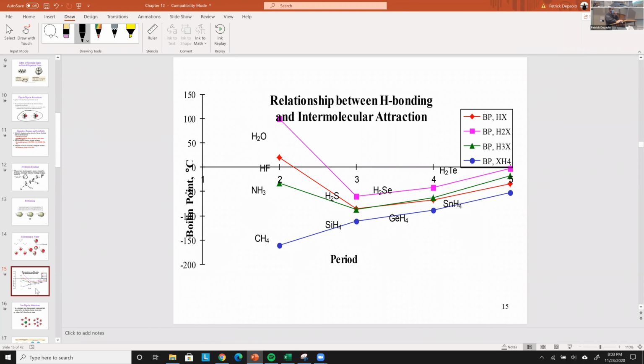Relationship between H bonds and intermolecular attractions. So all of our hydrogen bonds, you see the boiling point is really high. All these three would form hydrogen bonds: NH3, HF, and H2O. In comparison to the other ones, they're very low.